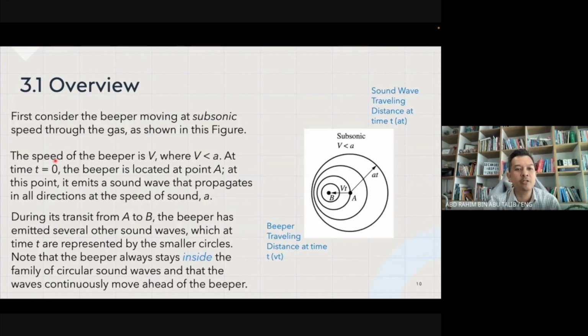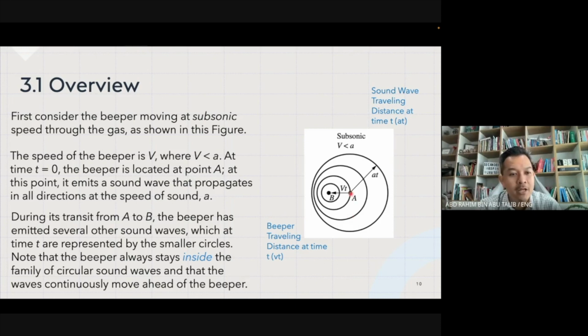First, consider the beeper moving at subsonic speed through the gas, as shown in figure A. The speed of the beeper is V, where V is less than a, the speed of sound. At time t equal to 0, the beeper is located at point A, the initial point. At this point, it emits a sound wave that propagates in all directions, not just one, at the speed of sound a.